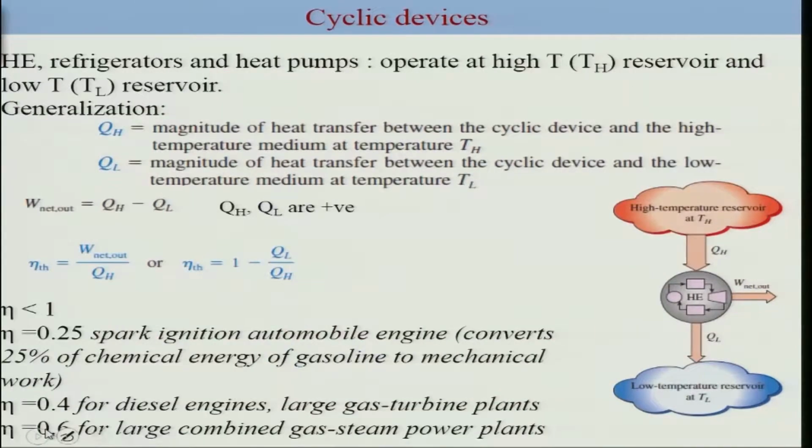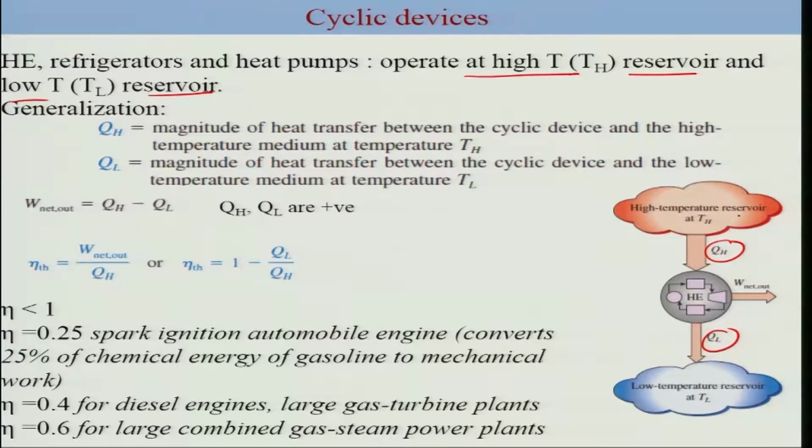There are other cyclic devices. We talked about the heat engine, but refrigerators and heat pumps are also cyclic devices. They all operate between a high temperature reservoir and a low temperature reservoir. So they operate between these two specific reservoirs, and we are going to define QH as the magnitude of the heat transfer between the cyclic device and the high temperature medium at TH, and QL as the magnitude of the heat transfer between the cyclic device and the low temperature medium.